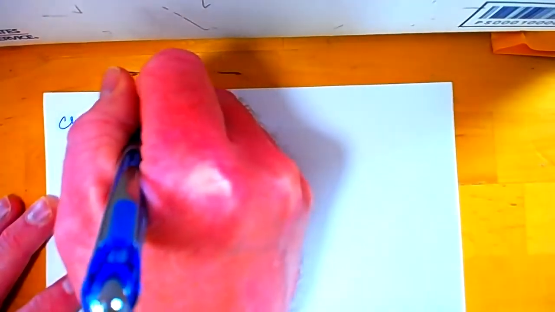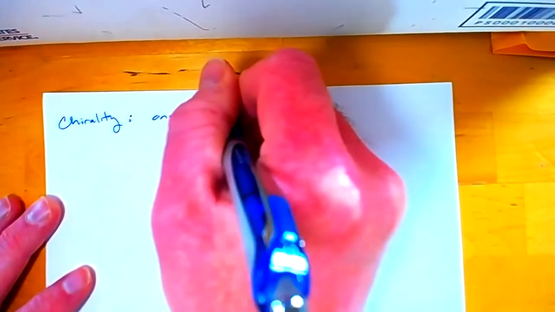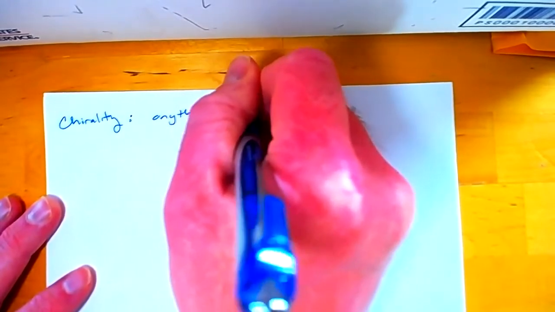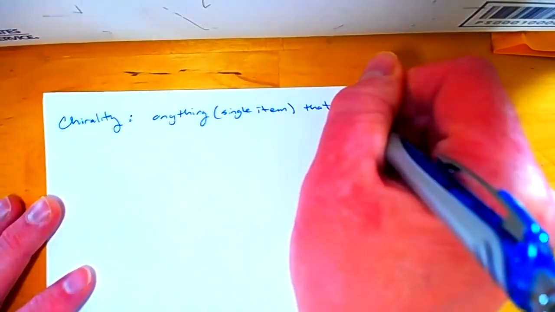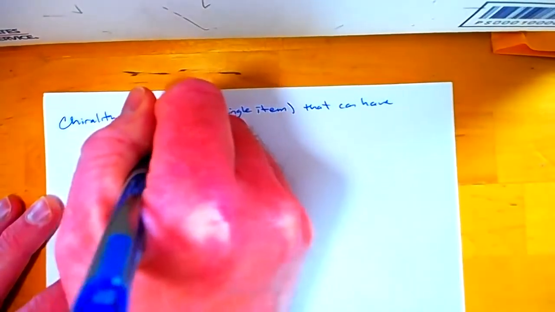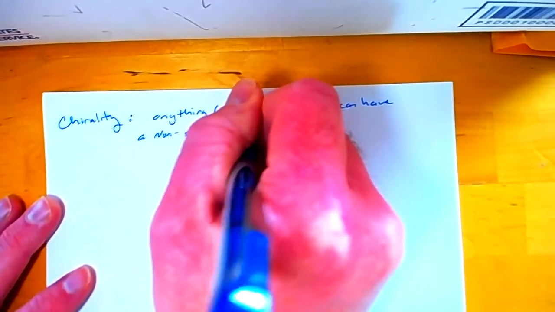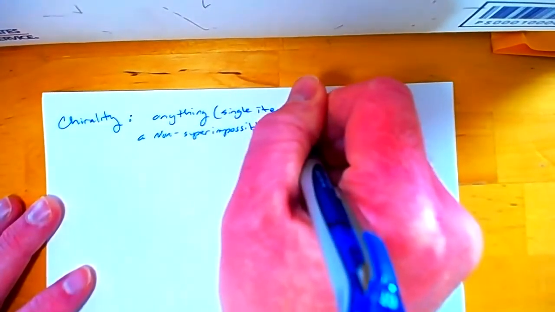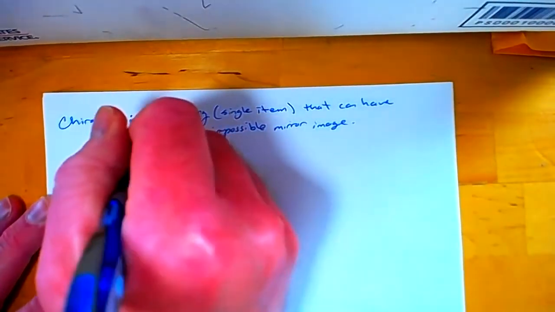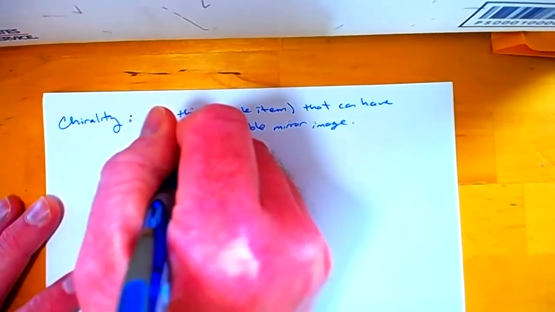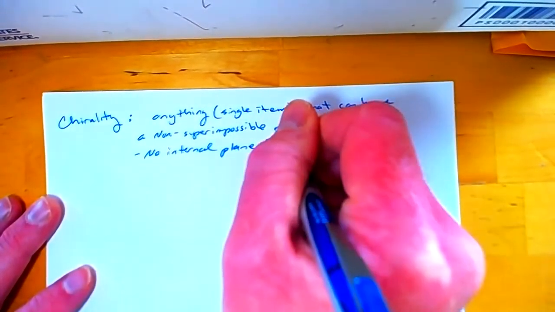Okay? That is anything, and let's specify that, any single item that can have a non-superimposable mirror image. Okay, and what that means is that there is no internal plane of symmetry.